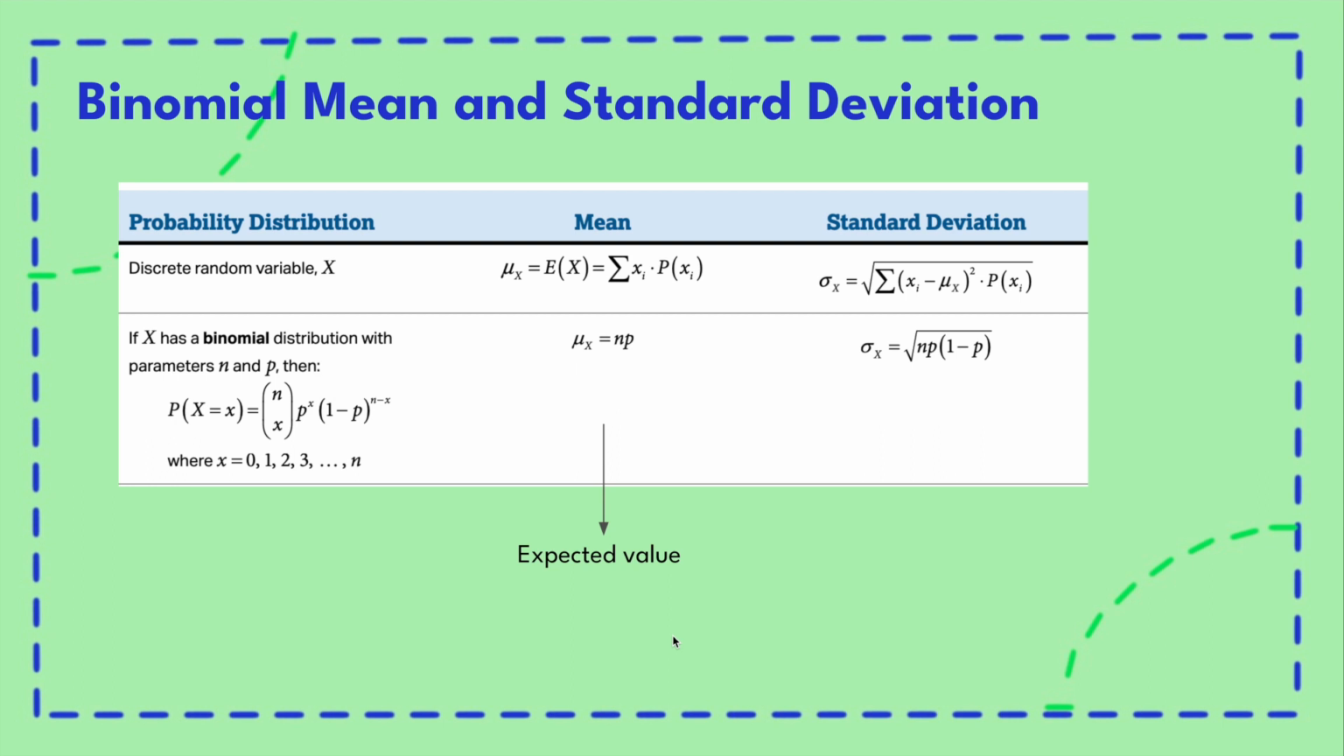Here, let's look at the binomial mean and standard deviation, which are these 2 formulas over here. And whenever a question asks for the expected value, that's when you're going to use this mean formula over here. This is definitely something important to know.